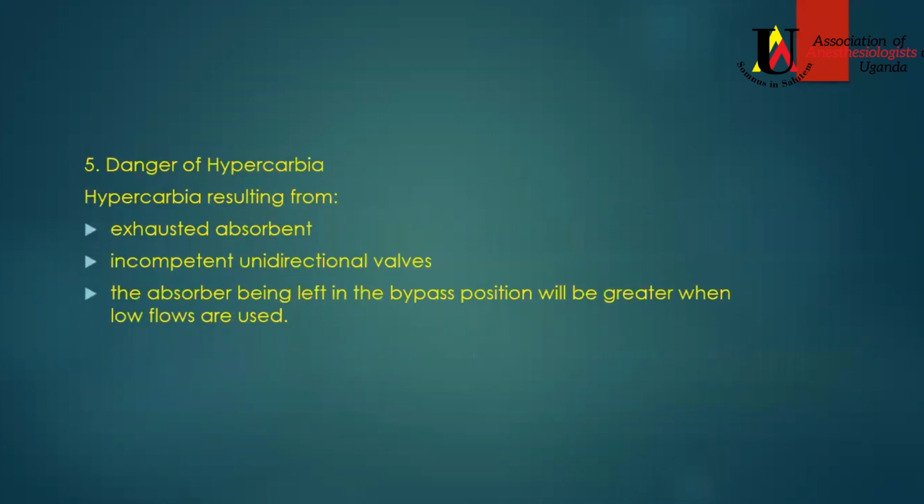There's a danger of hypercarbia, and this can result from, one, exhausted absorbent. So your technician has to be very observant to make sure that the absorbent is not exhausted. If you have incompetent unidirectional valves, all this can lead to CO2, instead of all of it being absorbed, some of it being vented back into the patient, which is not good. Or the absorber being left in the bypass position, which matters more when low flows are used. So you have to watch out for all these.